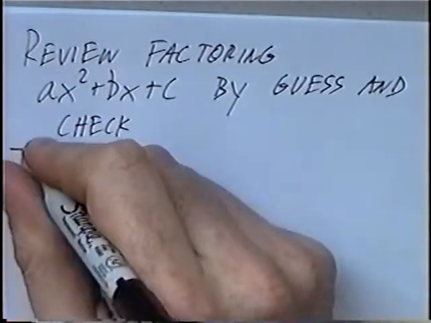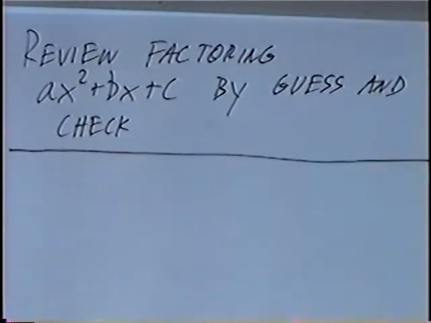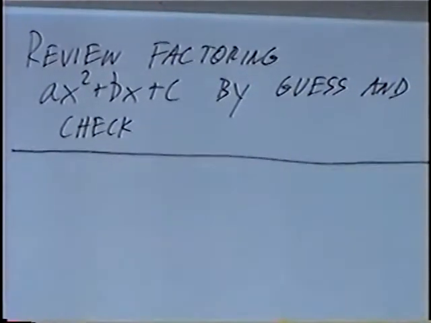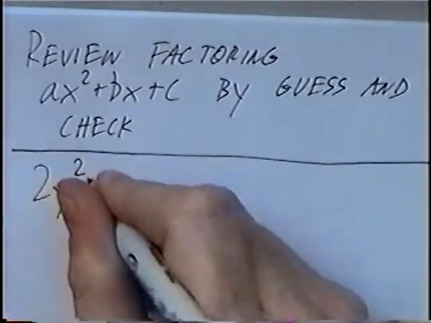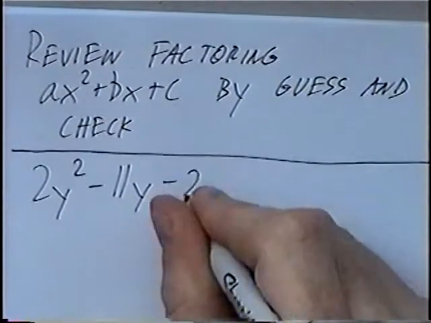In this section, we'll factor the same questions we did before in the form ax squared plus bx plus c, but instead of using the diamond and factor by grouping, we'll factor by guess and check. First question we'll look at is 2y squared minus 11y minus 21.